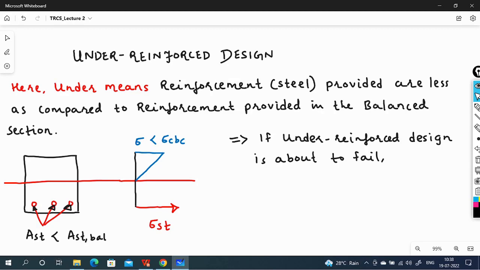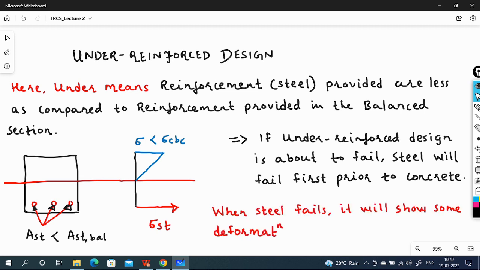You see, if the under reinforced design is about to fail, the steel will fail first prior to the concrete. And how does steel fail? It fails due to deformation. First, it has to undergo a large amount of deformation and then failure occurs. You see, if the design of the beam is under reinforced design and if that beam is about to fail, it will have a ductile failure. The failure will not be sudden, the failure will be ductile.